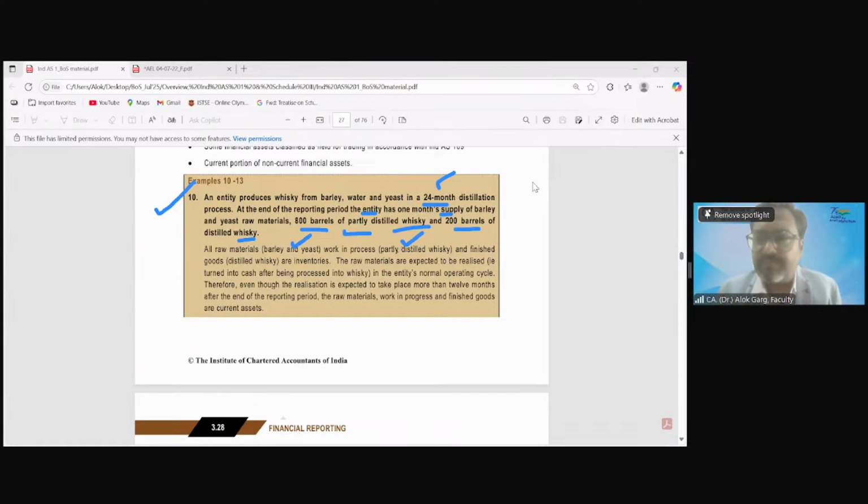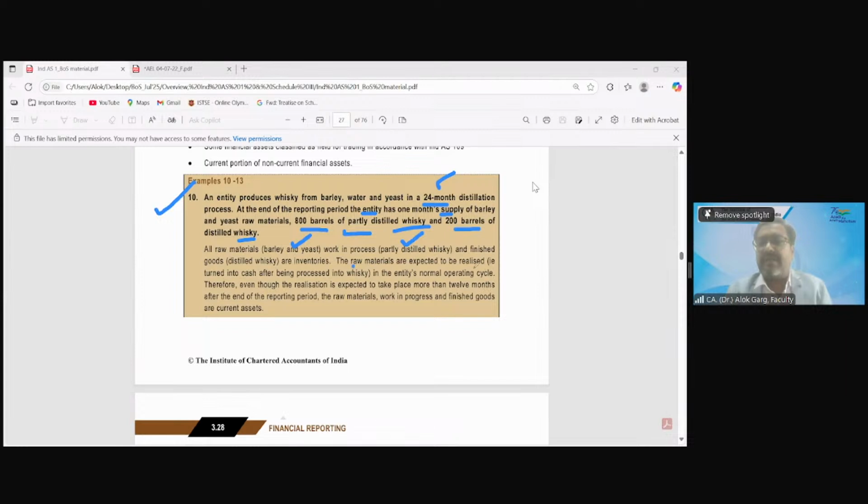ये तीनों क्या हैं? The barley and yeast are raw material, the 800 barrels of partly distilled whiskey are work in progress, and the 200 barrels of distilled whiskey are finished goods. So what are all three? All three are inventory. Raw material, work in progress, finished goods, all three are inventory. Okay.